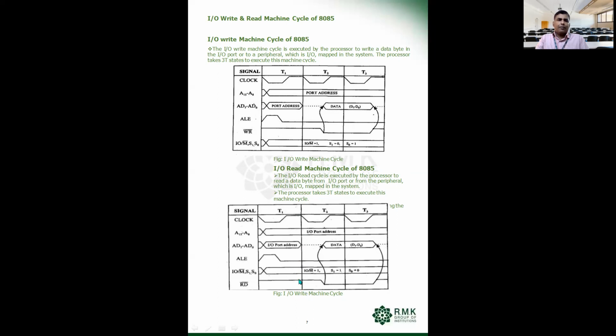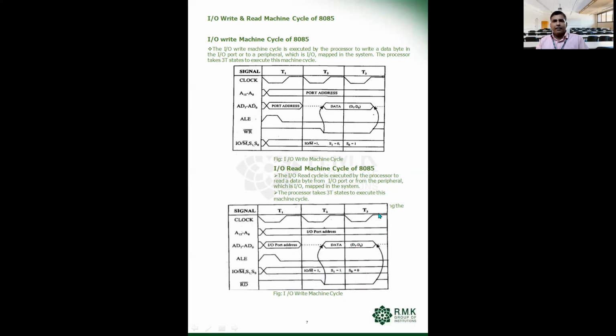At the end of the first clock period, the address latch enable goes low, and after some time delay, the read bar goes low, which means active low. The status signal now is 1, 0, which is a read operation, and IO/M bar is 1, which indicates an IO operation. So the IO read operation is done, and the data is loaded onto the data bus by the read bar operation.